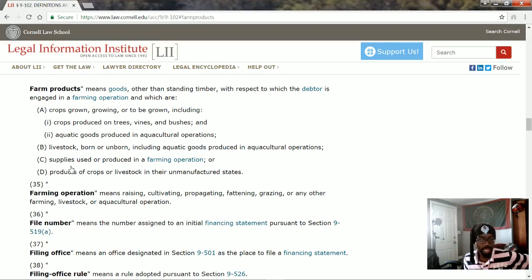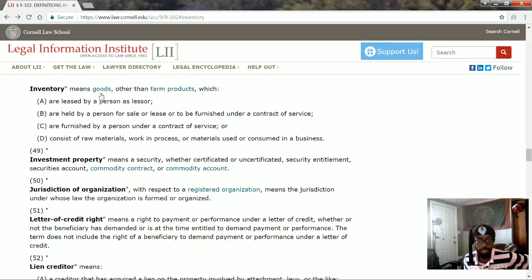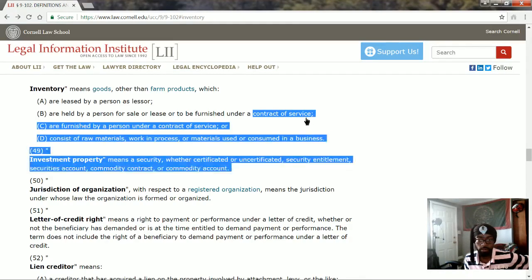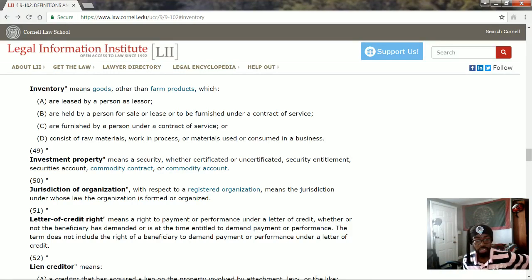That aqua today, huh? Supplies used or produced in a farming operation, or products of crops or livestock in their unmanufactured states. Inventory means goods other than farm products. Since we know now what farm products are, inventory means goods other than farm products which are leased by a person or lessor, are held by a person for sale or lease or to be furnished under a contract of service, are furnished by a person under a contract of service, or consist of raw materials, work in process, or materials used or consumed in a business. That's inventory.